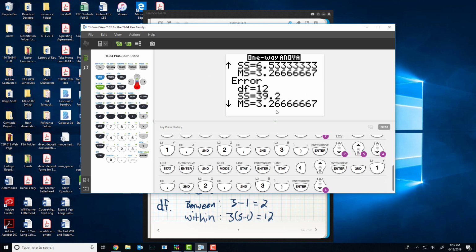Now I want you to notice something. This is the reason that F was 1, because the mean squared error for the between groups was 3.27, and the mean squared error for within groups was 2.37, and I always divide those two. All right? Okay, cool. So let's kick back over here and have a quick little discussion about what this means.